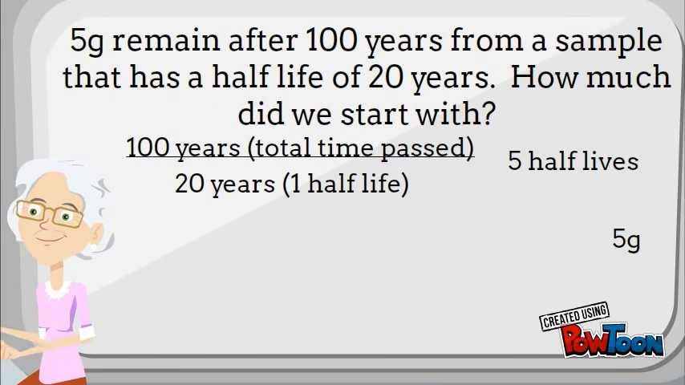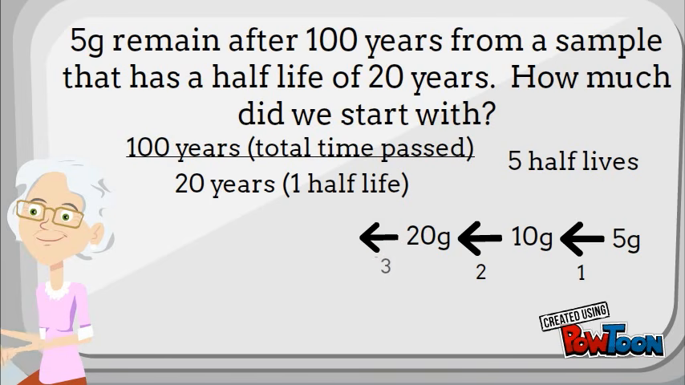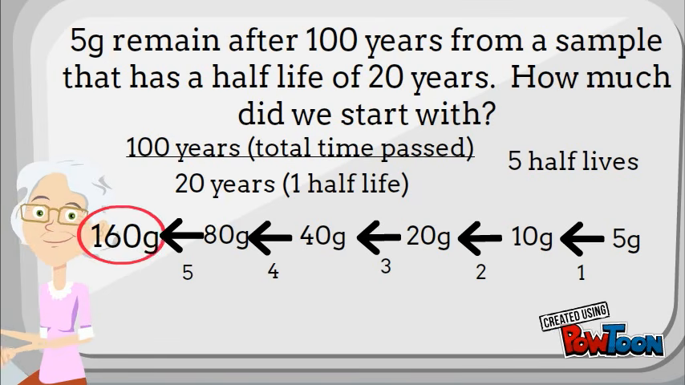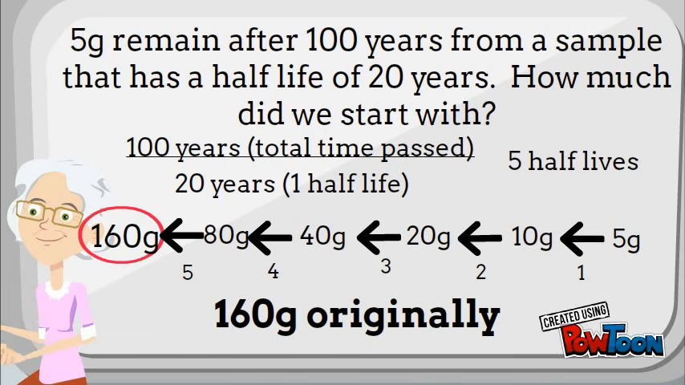So we're going to start at the right and say 5 grams after 1 half-life would have been 10 grams, after a second would have been 20 grams, after a third would have been 40. You multiply it by 2 again and you get 80. Multiply it by 2 one more time for the 5th half-life and you get 160 grams. So your final answer here is 160 grams.